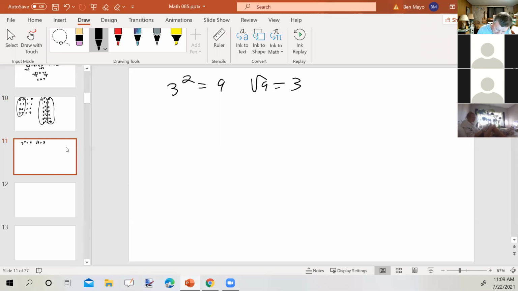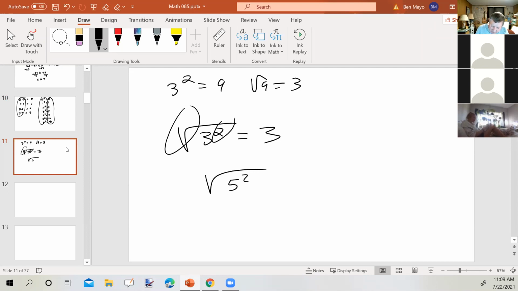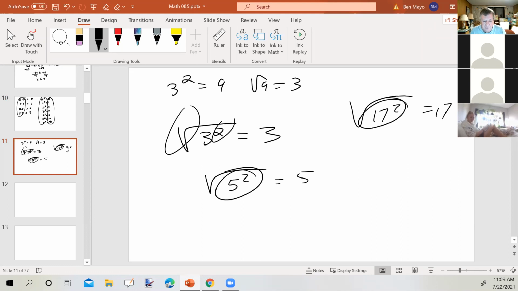In fact, what about this? What's the square root of 3 squared? Well, the square root and the square will undo each other. What's the square root of 5 squared? It's 5. What's the square root of 17 squared? It's 17. So if the number inside is a perfect square, meaning it has 2 identical factors, and I take its square root, then that number comes outside, as long as it's positive. Okay, now I got it. Okay, all right. What else?